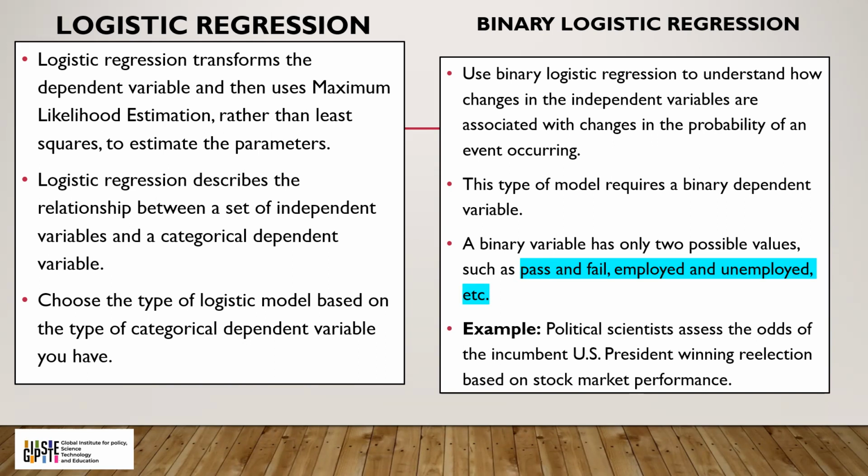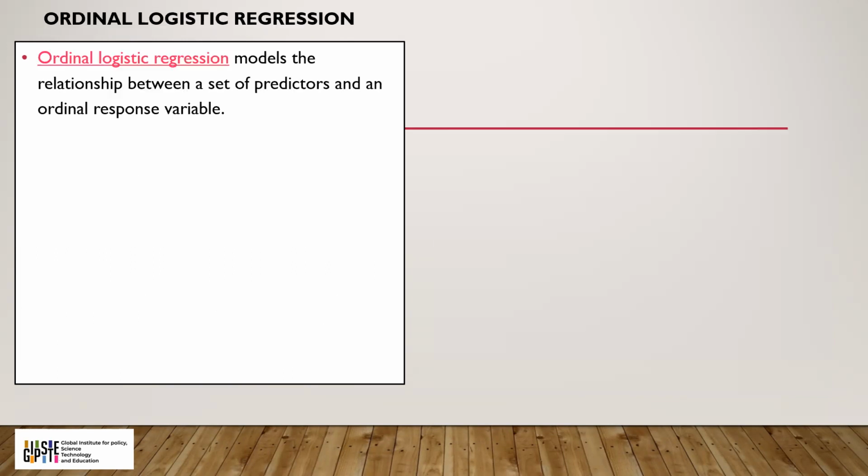Example, political scientists assess the odds of the incumbent US president winning re-election based on stock market performance. So it assesses the odds of whether they will win re-election or lose. Very important, so it's 2 possible values outcome.